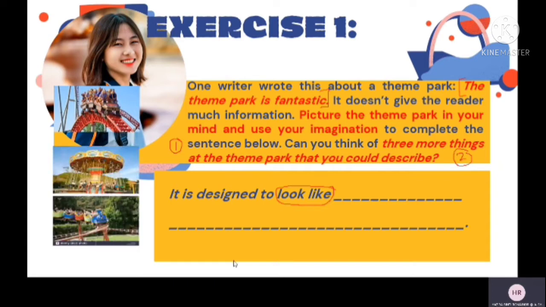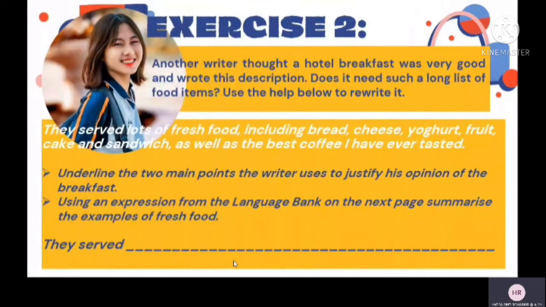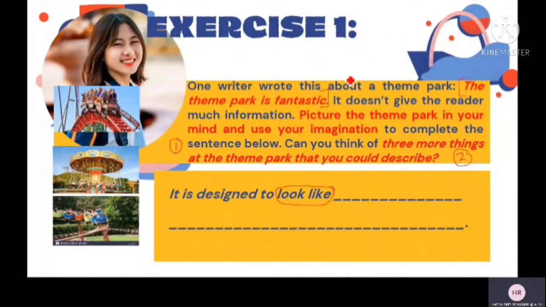Okay, so maybe you can add on the sentence like, it is designed to look like a massive or a giant or a colorful Lego. So the next 3 things that you wanted to describe maybe, as you can see from the picture, we have a roller coaster, we have a Ferris wheel, or maybe the water slides there, or maybe the haunted house that they have in the theme park.